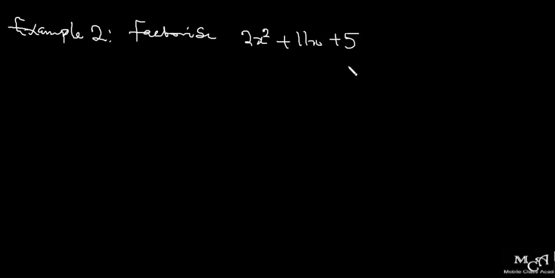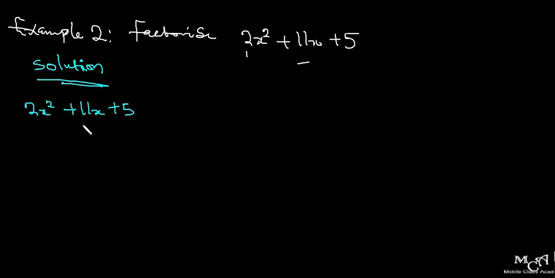How do we do this? Remember, our a is greater than 1. So what will be our solution? Let's write our question again. 2x squared plus 11x plus 5. Remember, in factorization, all we want to do is to replace this b with two different values, such that when the values are added, we get the value of b. Now, how do we get those two values?